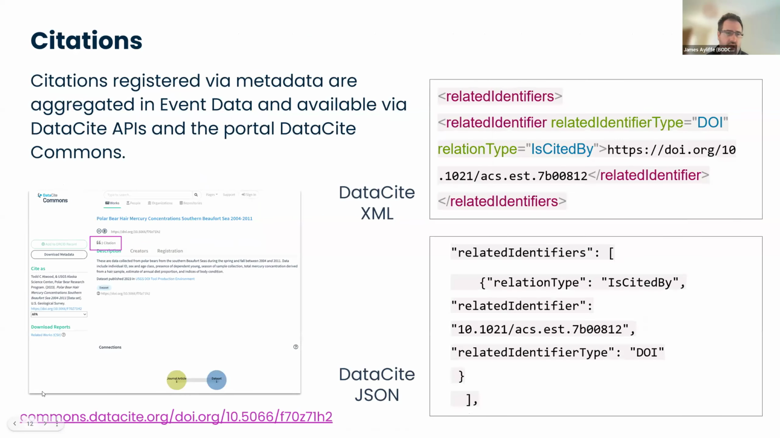Next slide. So the citations registered via metadata are aggregated in event data and available via DataCite APIs and the portal DataCite Commons. So you can see the example there, where you can go and query to get the relationships of registered DOIs with DataCite. And you can have that as XML, but they also have JSON. So you've got flavors of schema and the links across those and how you wish to use them as well. And in here you can see related identifiers, a perfect example of DOI is cited by.